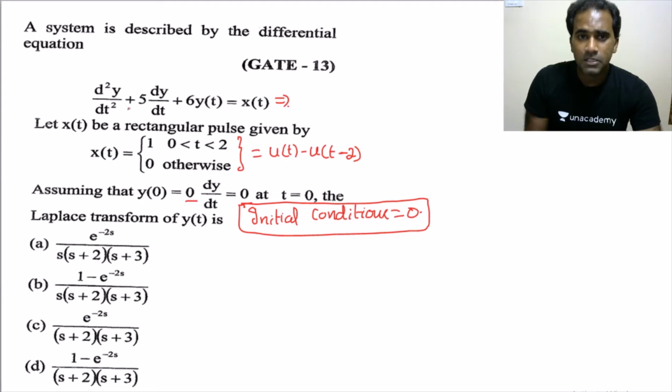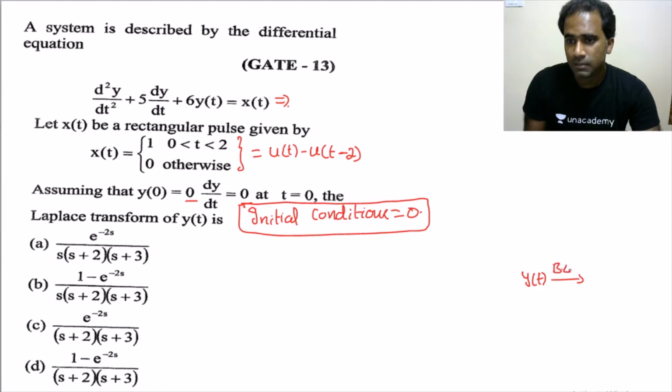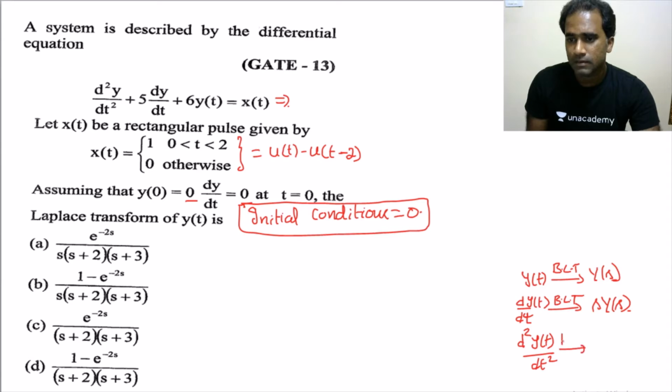When you're finding the Laplace transform of the differential equation, you have to apply the differentiation property of the bilateral Laplace transform. I'll just recollect the properties of the bilateral Laplace transform here. Let's say y of t is a signal with a bilateral Laplace transform y of s. Then d by dt of y of t has a bilateral Laplace transform of s into y of s. Similarly, if you do double differentiation of the signal in the time domain, then the bilateral Laplace transform turns out to be s square into y of s.